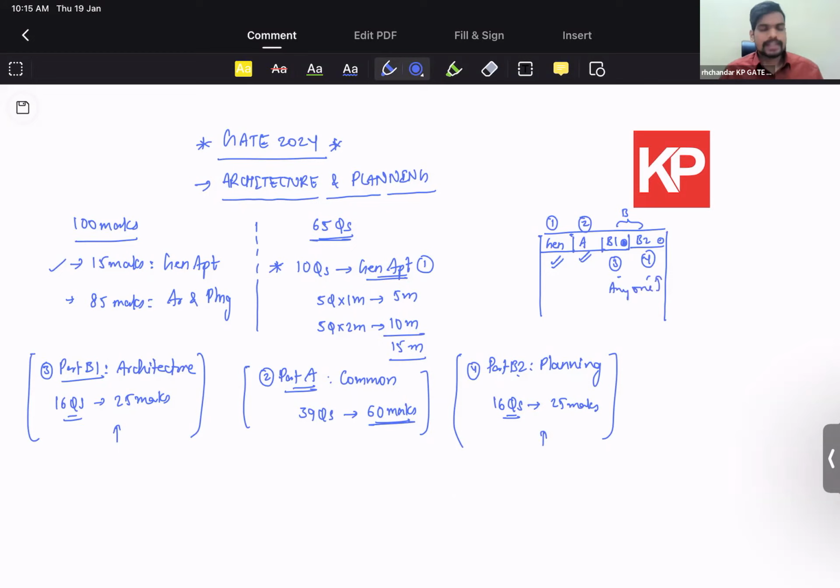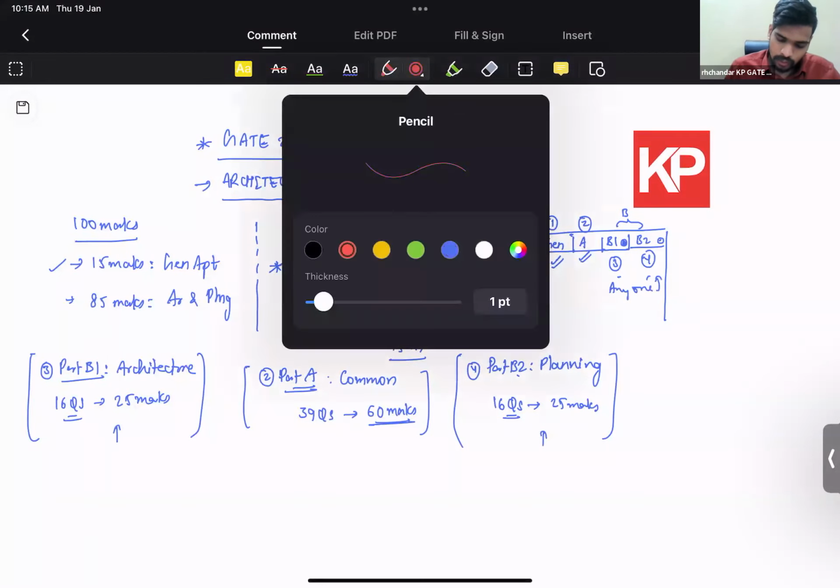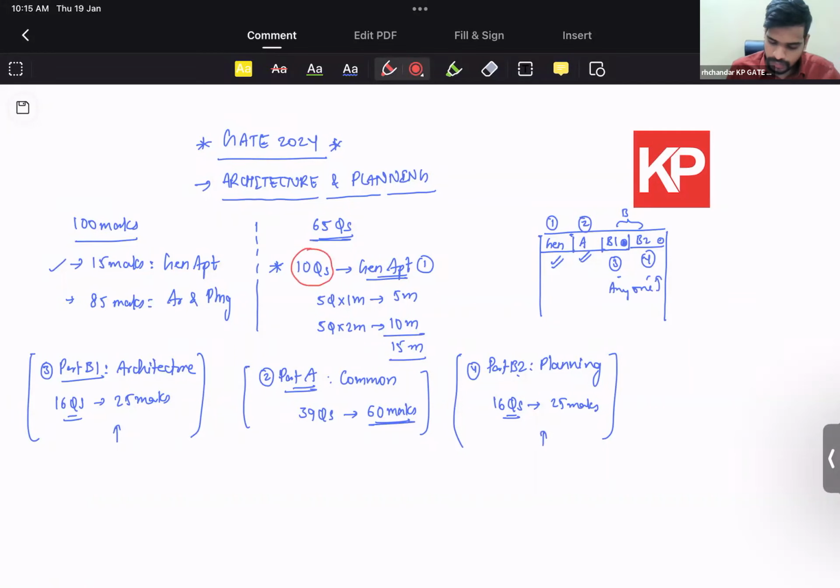So basically, at the end of the examination, you should be answering a total of 10 questions from general aptitude worth 15 marks of weightage, 39 questions of part A worth 60 marks of weightage, and 16 questions either from architecture or planning part with 25 marks of weightage. So the total weightage will be 15 marks for general aptitude, 60 marks for the common part, and 25 marks for the subject which you are selecting. The total will be a weightage of 100 marks. So you see, 60 plus 25 is 85 marks, as I told you. So that's about the marks distribution and the question paper pattern.